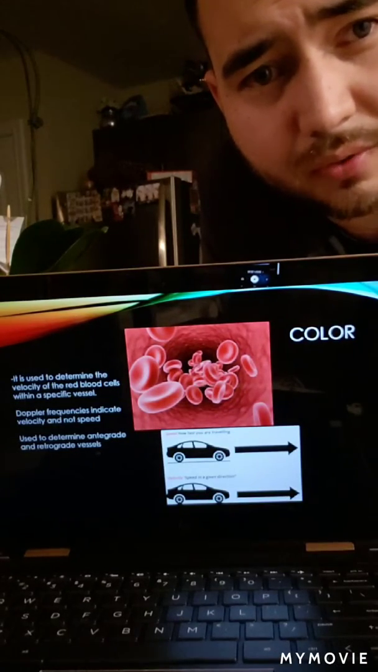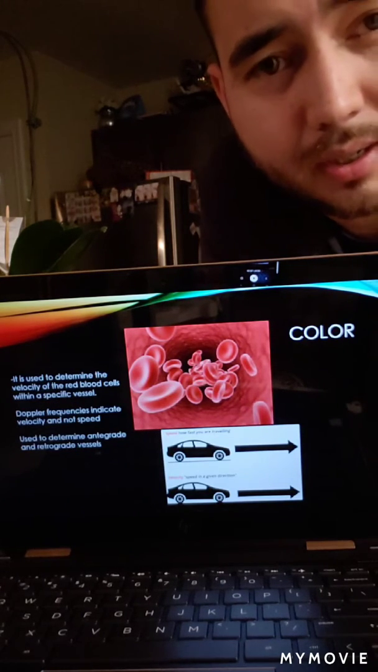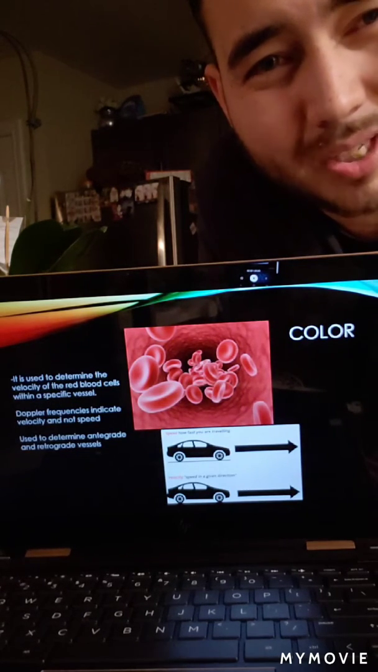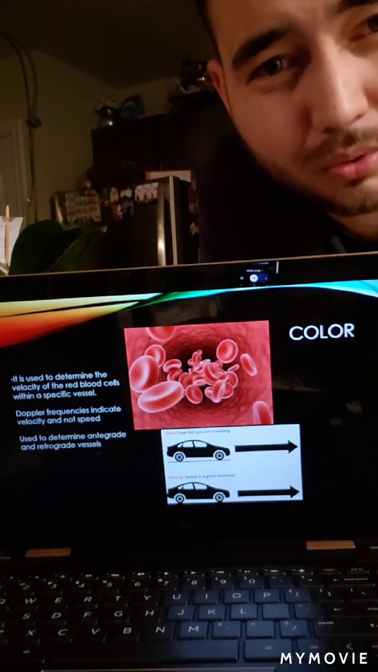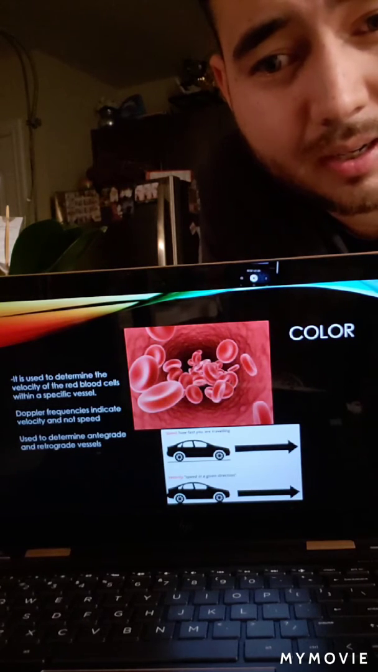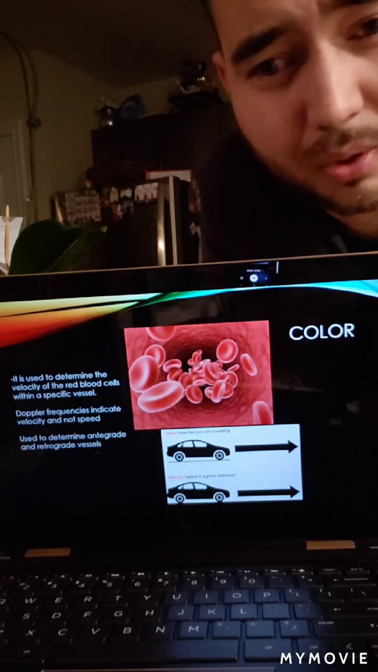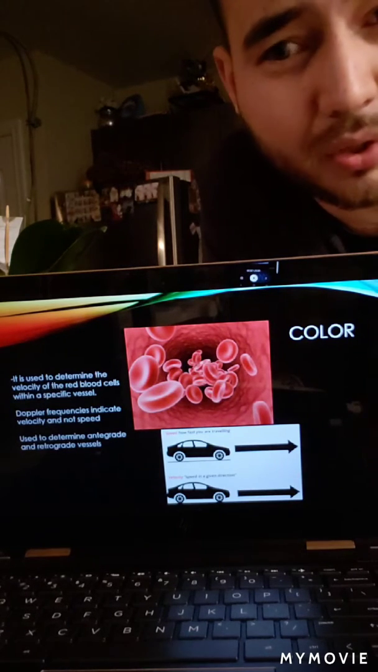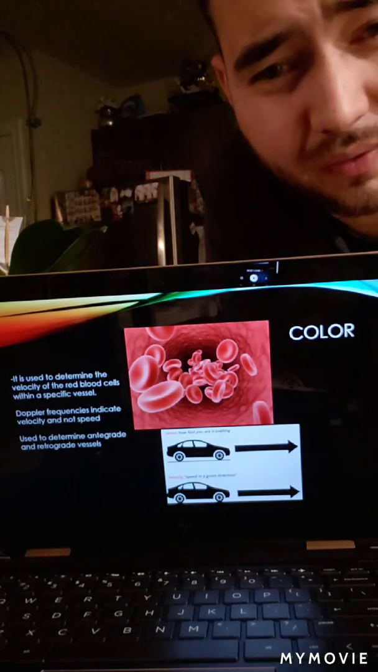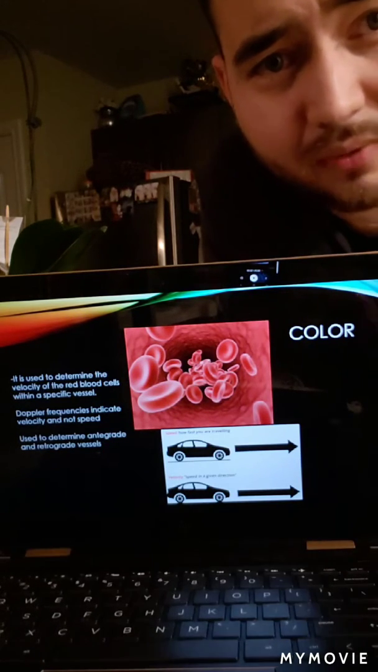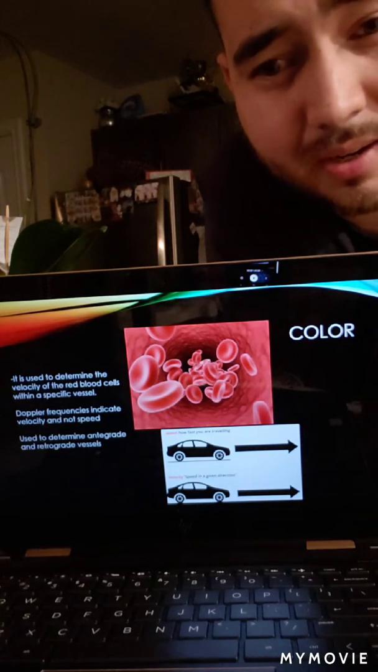Another thing color flow is used for is to determine antegrade or retrograde flow. Antegrade means the blood is traveling the way it's supposed to through a vessel, and retrograde means the blood is not traveling the way it's supposed to through a vessel. For example, with vein reflux, the blood is going back into the veins when it's supposed to be heading forward, towards the heart.